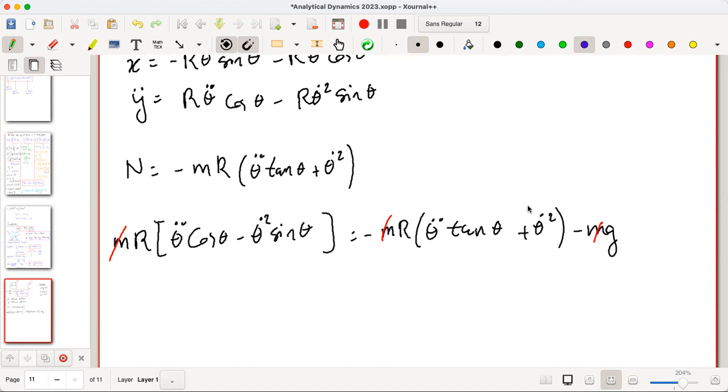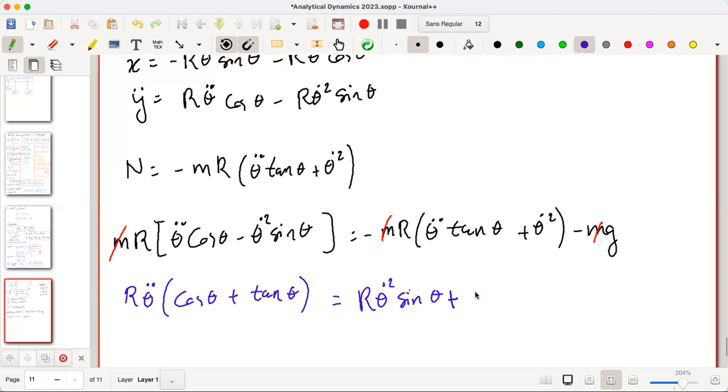Well, not yet, but I can collect the terms which have theta double dot. So here I have r theta double dot. What are they? Cosine theta plus tangent theta. Right? So I can bring this to the other side. So I have r theta dot squared sine theta. So this is sine theta plus 1.